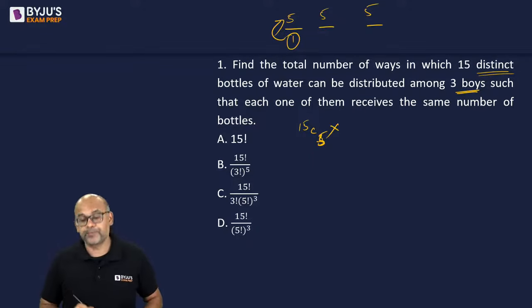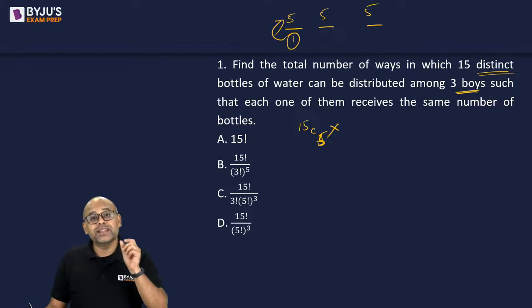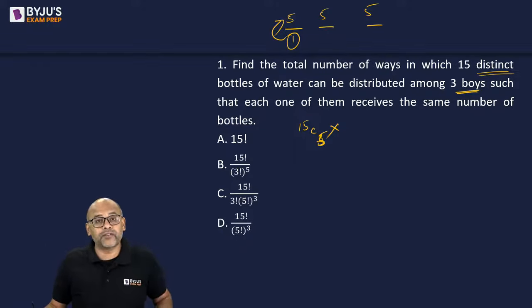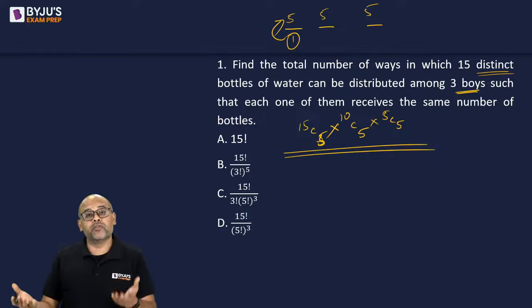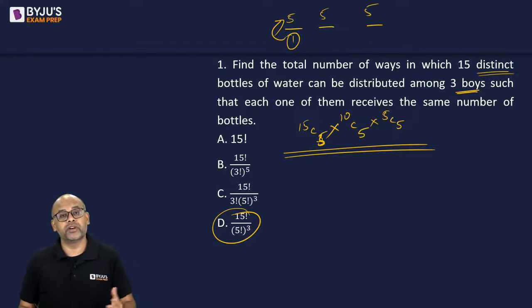So, and. Now, we are moving to the second boy. Second boy, how many bottles are left for him? 5 are already gone. So, there are 10. You again have to pick 5. 10C5. Automatically, the remaining 5 will go to the last student, which is 5C5, which is 1. This basically can be converted into a formula, which will turn out to be this.